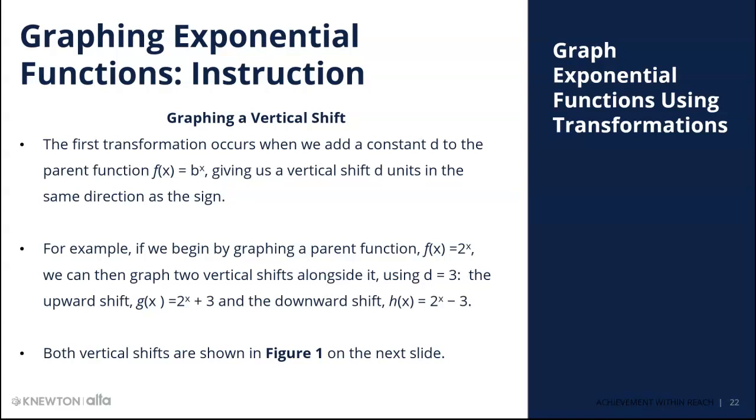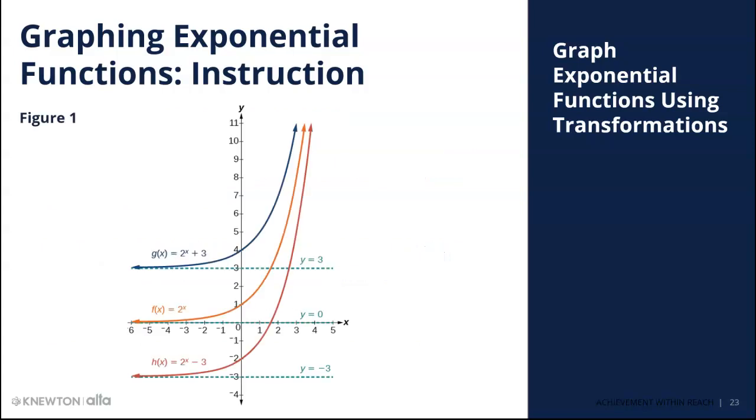So when you add a constant d, that means we are shifting the function b to the x along the y-axis d units in the same direction as the sign. For instance, if we begin by graphing f of x equal to 2 to the x, this is how the graph would look. And then we can graph the function 2 to the x plus 3 by shifting this function 3 units along the y-axis. So we're going to shift this function 3 units upwards.